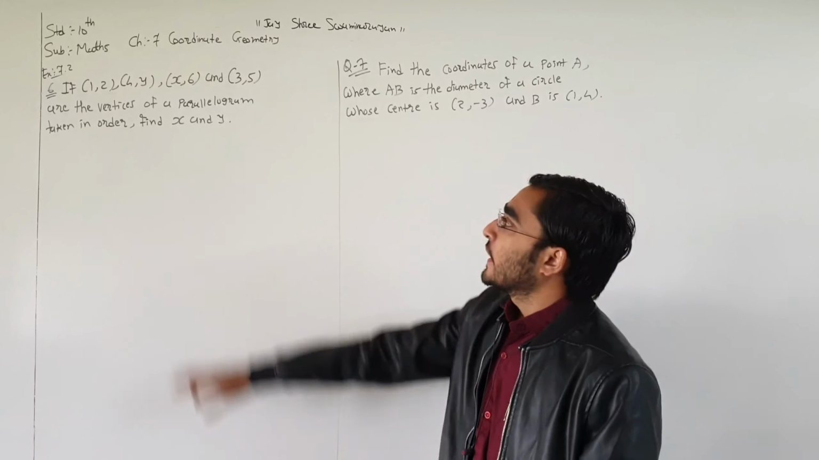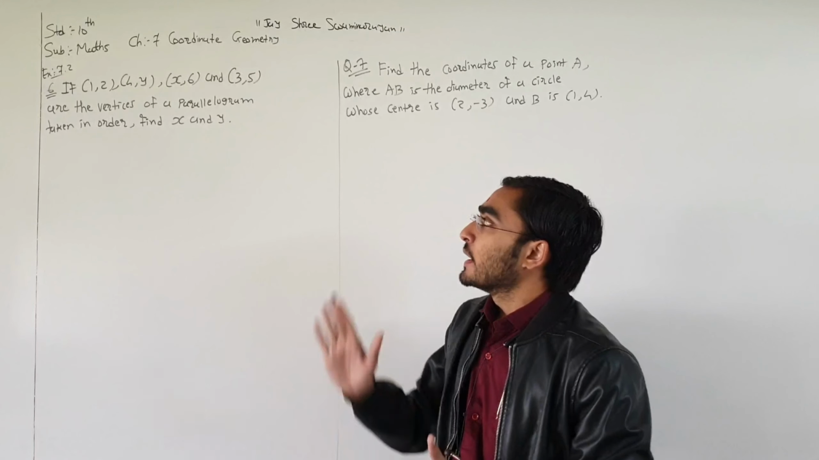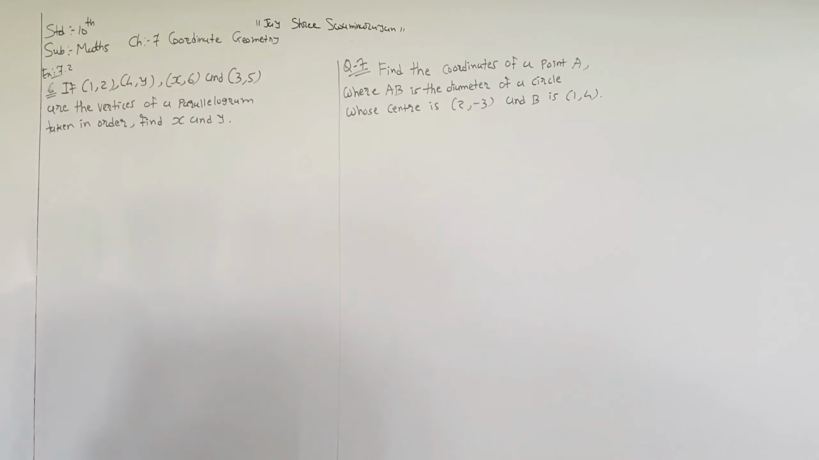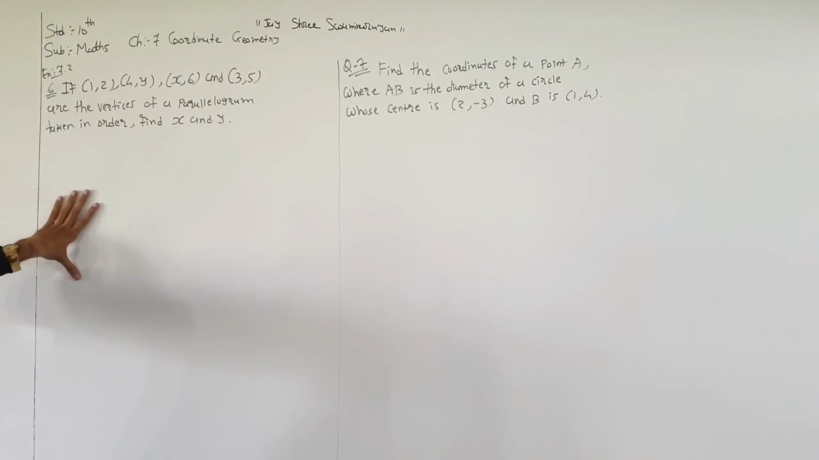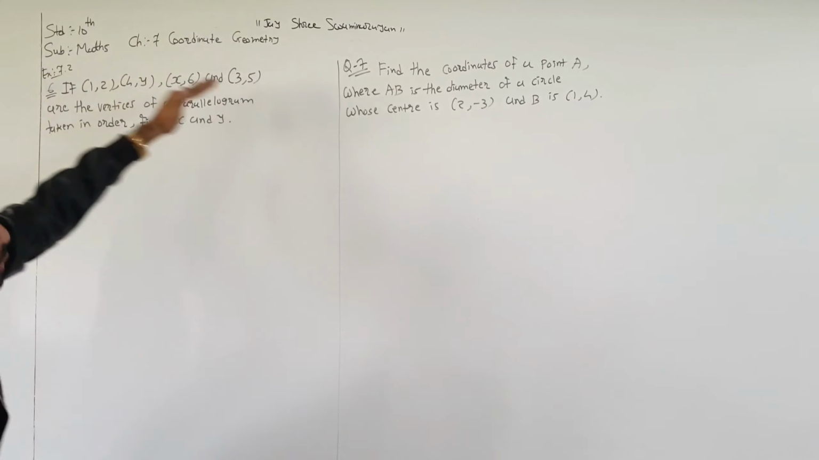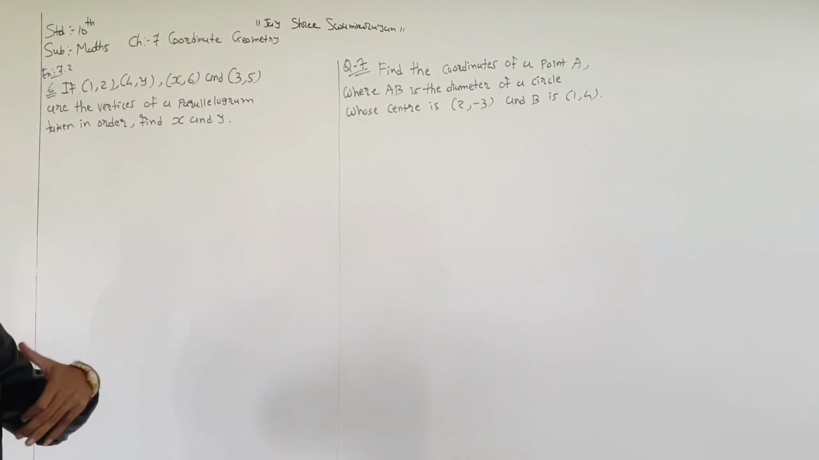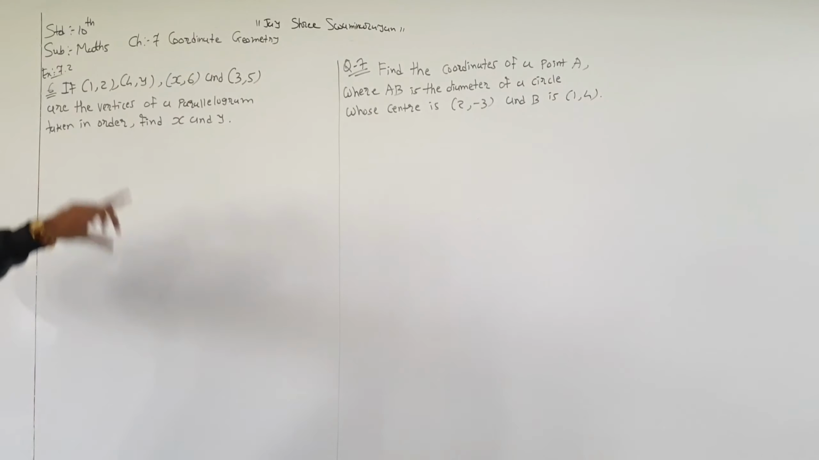Now let's move forward. Exercise 7.2, question number 6. First of all, read this question. If (1, 2), (4, y), (x, 6) and (3, 5) are the vertices of a parallelogram taken in order, find x and y. That means these four are the vertices of a parallelogram, and we need to find x and y. We need to take the vertices in order.